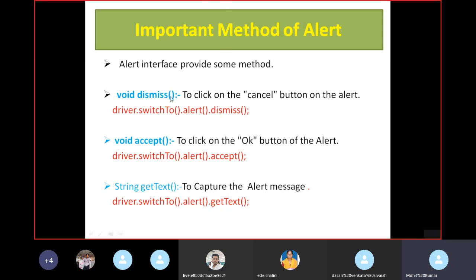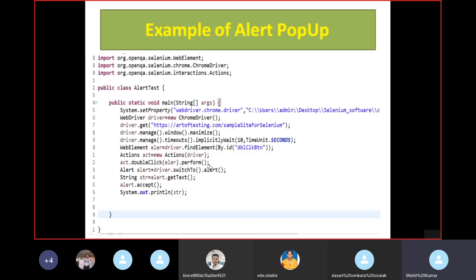The Alert interface provides some methods. If you want to click on that or if you want to cancel, right? I'll show you on that page. I am just giving the overview. To click on the cancel button on the alert, we have a method called dismiss. How to call this method? driver.switchTo().alert().dismiss(). If you want to click OK, then we will use the accept method: driver.switchTo().alert().accept().